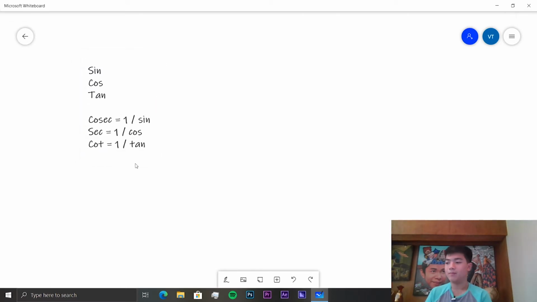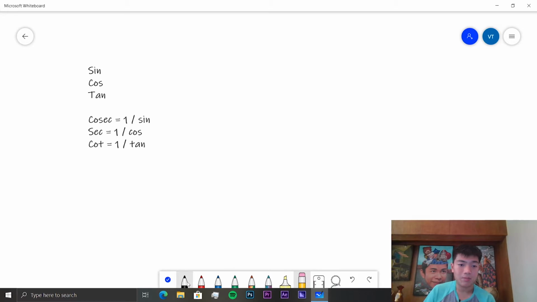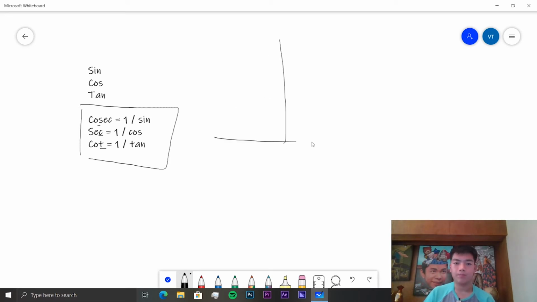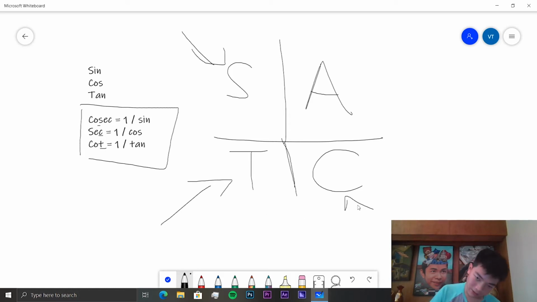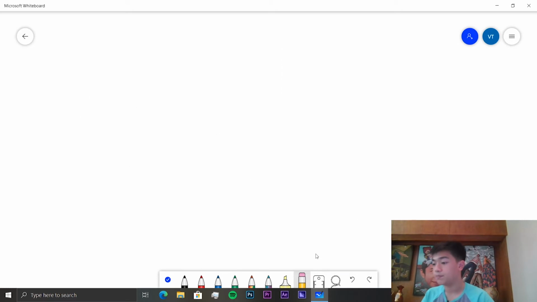We can pretty easily remember these by just looking at the third letter, so sine, cosine, tangent, and it's 1 over that. These three functions also follow the signs of their previous functions. If we draw this again, all will be positive here, sine only, tangent only, and cosine only will be positive here. And this also follows. Only the cosecant will be positive here, only the cotangent will be here, and only the secant here. Knowing that, let's jump into some problems.